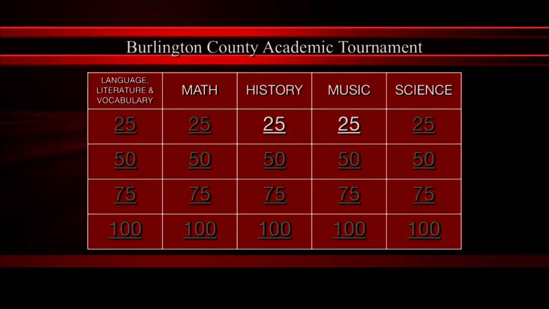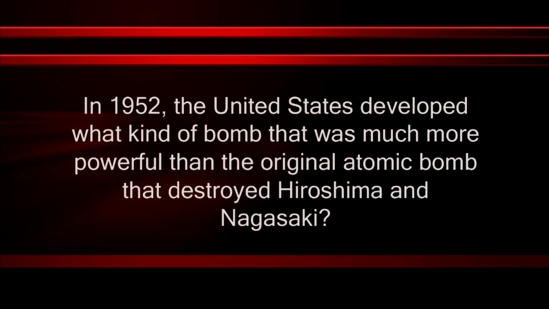History for 25. In 1952, the United States developed what kind of bomb that was much more powerful than the original atomic bomb that destroyed Hiroshima and Nagasaki? The hydrogen bomb? That is correct, the hydrogen bomb. Yeah, I think so.